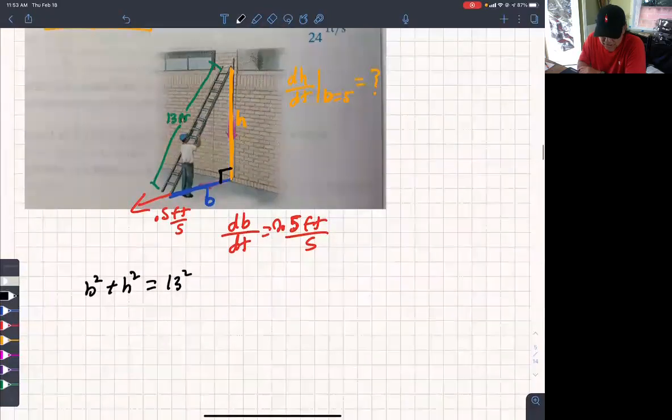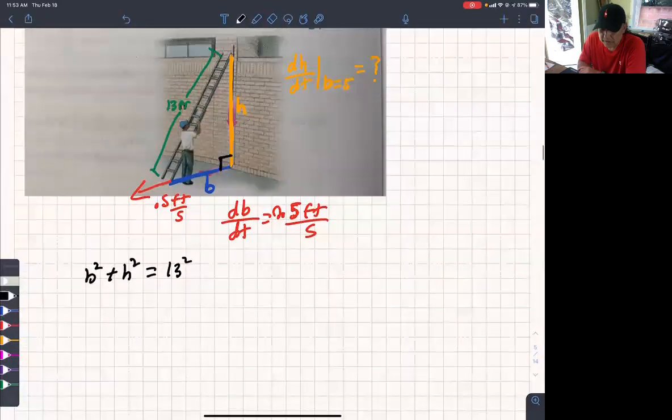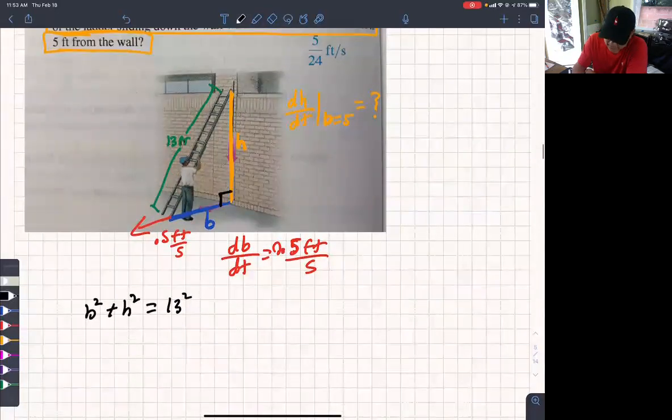Now we want to change these to rates, so we're going to take the derivative with respect to time. Again, b is a function of time. The length of b changes with time. So does h change with time. So those are functions. Our variables are t's.